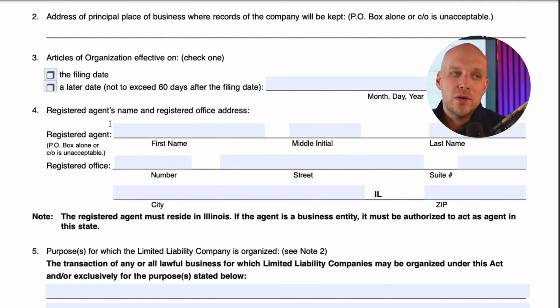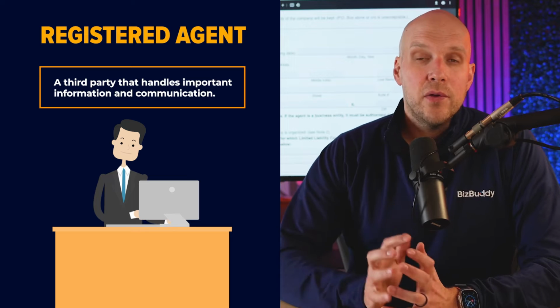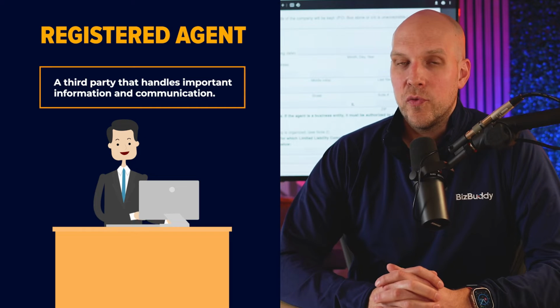Registered agent's name and registered office address. Now, they don't do a great job of explaining this. A registered agent is a third party that handles important documentation and communication for your business. They're really important because let's say in that example where you're being sued, you're going to get something called the service of process notice. That is basically saying that you need to show up to court. Your registered agent is going to make sure you get that documentation. They're going to make sure that you have all the information that you need when you're showing up to court. So they kind of dot your I's and cross your T's for your business.